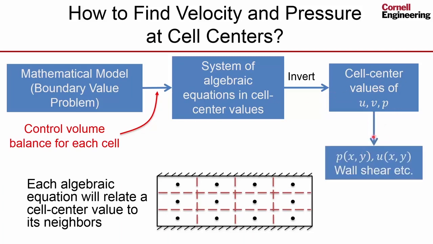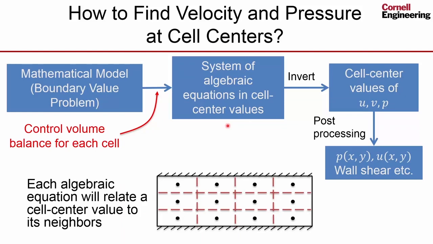Everything else is extracted from those cell center values for U, V, P, for instance, the pressure field, the velocity field, wall shear, etc. And you do that through the process called post-processing. So that's the framework of how you find the velocity and pressure at the cell centers and derive everything else you want to know from that.